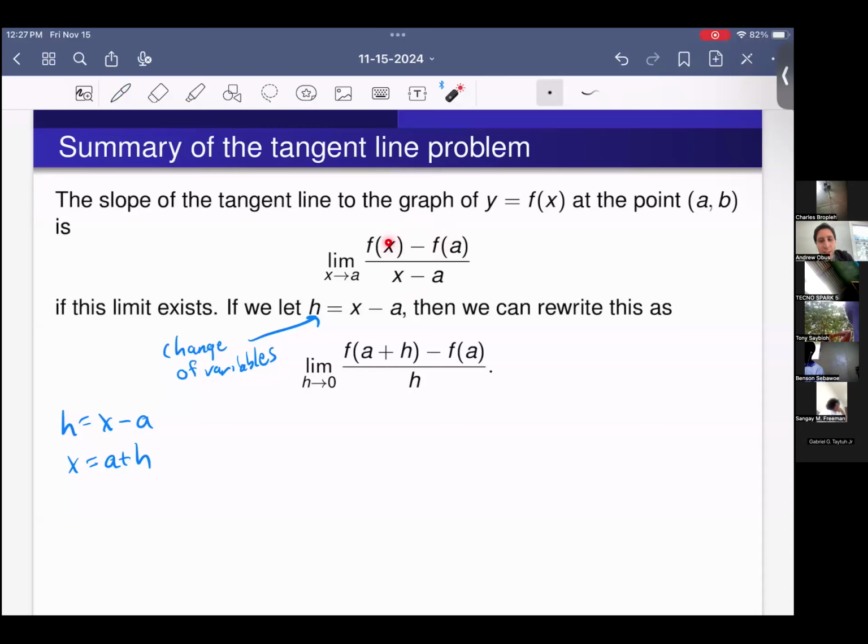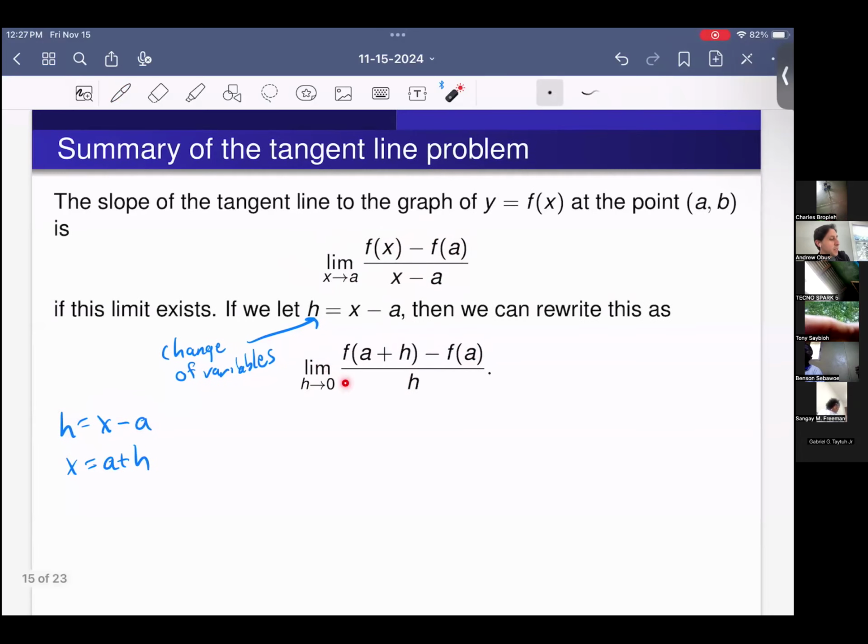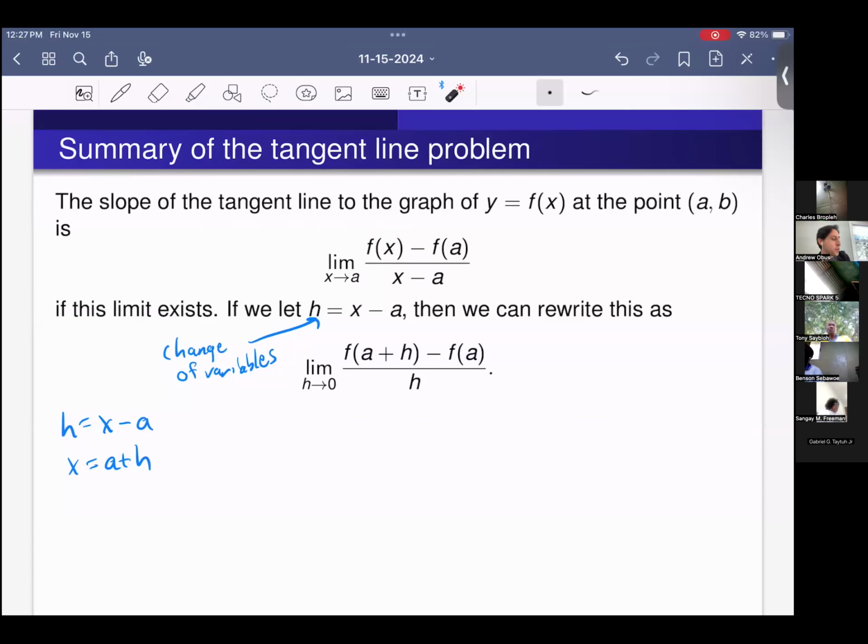If we make a change of variables, h equals x minus a, then f of x becomes f of a plus h. f of a stays f of a. x minus a here just becomes h. And instead of x approaching a, if we want to write everything in terms of h, what this is telling us is that h is approaching 0, right? Because if x is approaching a, then their difference is approaching 0, right? x minus a is approaching 0. So this formula is equivalent to this formula. There are certain situations where this formula is a little bit easier to work with than this formula, and there's certain situations where this formula is easier to work with than this formula. But both of these formulas here are equivalent.